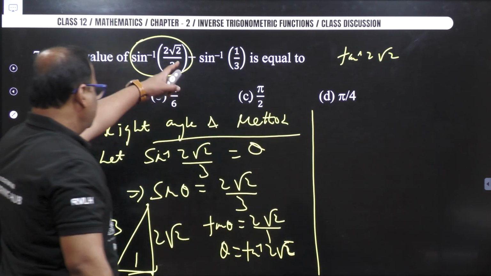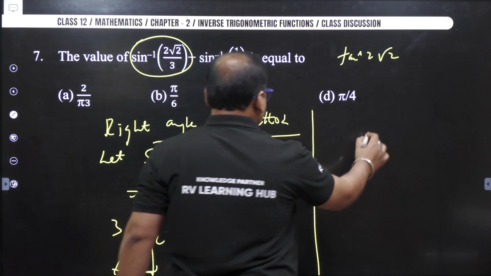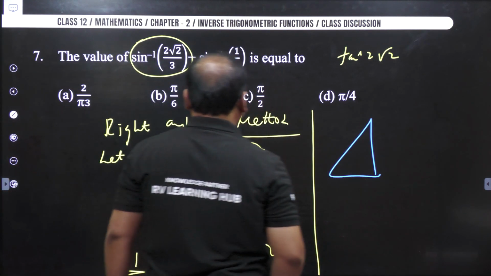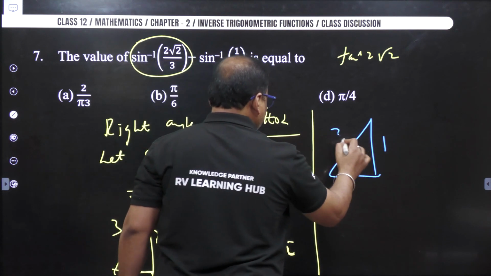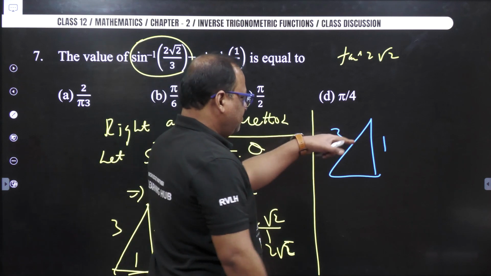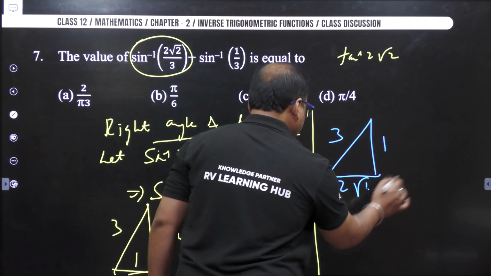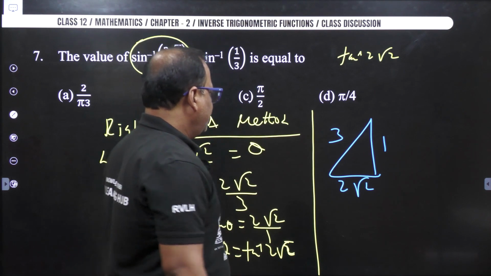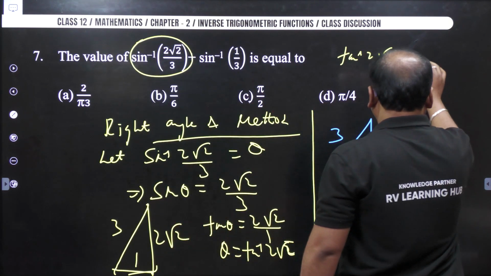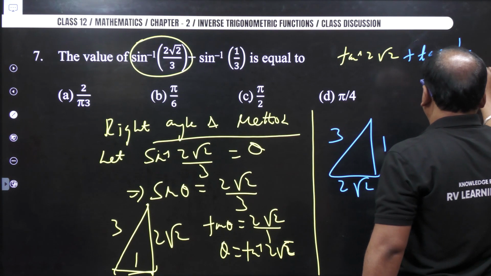Similarly, for the second one also, I will take a right angle triangle. Sin theta is 1 by 3. Correct? And what is the adjacent? 9 minus 1 is 8. So root 8 will be 2 root 2. So what I am going to do now? Plus. So tan inverse of 1 by 2 root 2. Correct?